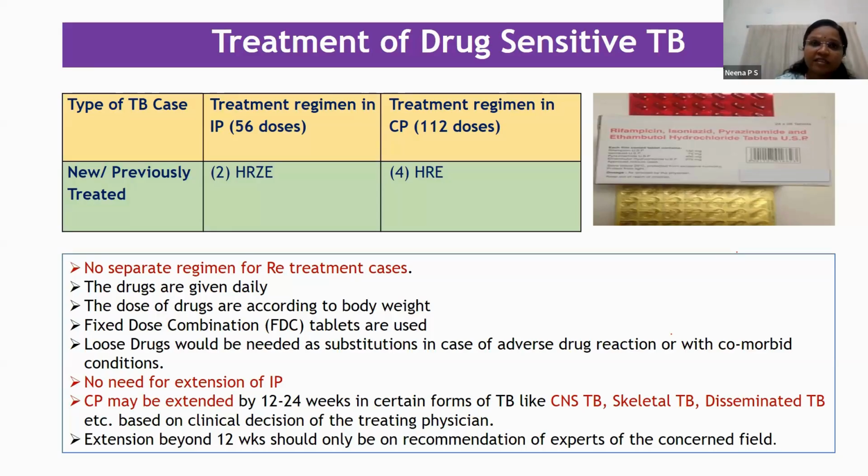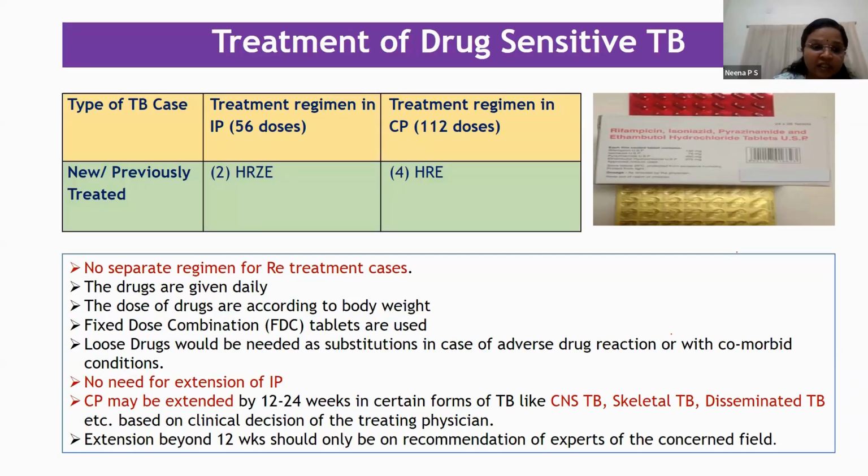Even though we have done a DST initially with the LPA and NAAT and all, the drug resistance can evolve at any time. If the patient is not compliant with the medication, it can evolve at any time. So if the patient is found to be positive at the end of intensive phase, you need to just repeat the sample for 1 more LPA, and you can switch over to continuation phase at the end of intensive phase itself.